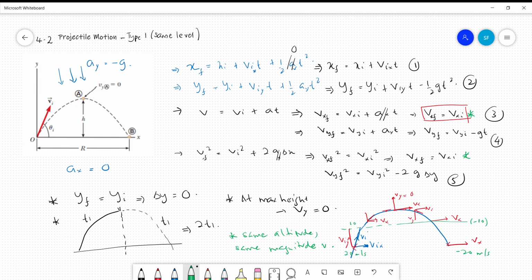Alright. So in the next slide, we are going to be more specific. We are going to look at an example of this type of projectile motion.